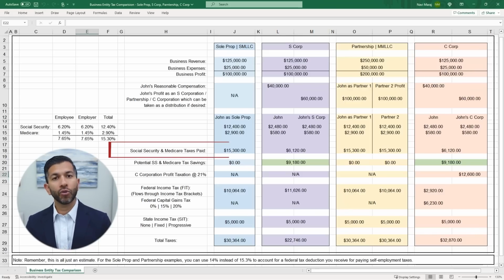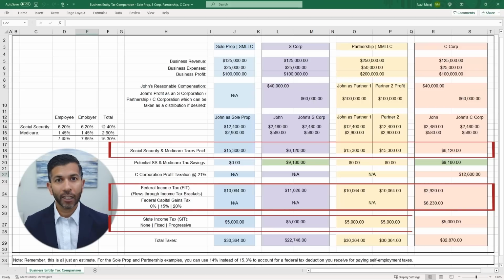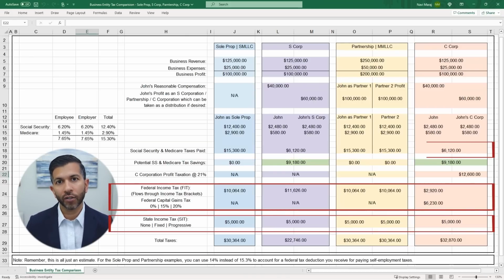So when you get to this portion of the video, you'll learn how much Social Security taxes, Medicare taxes, federal income tax, and state income tax you pay if your business earned a profit of $100,000 in each of the 4 tax classifications. So, as you can see, we have a lot to cover, so let's jump right into the video.